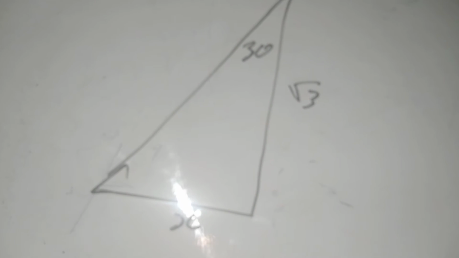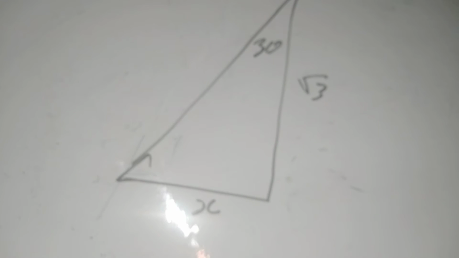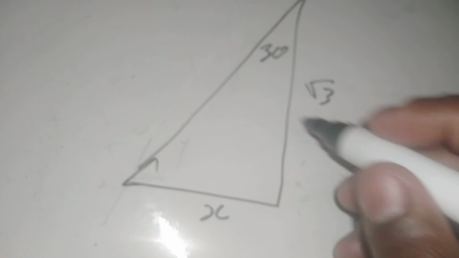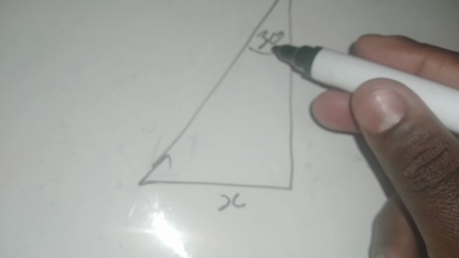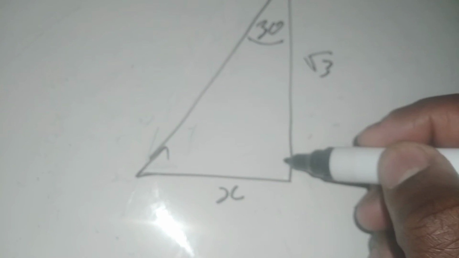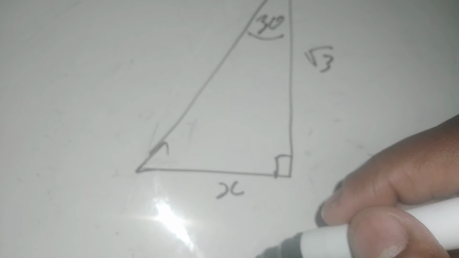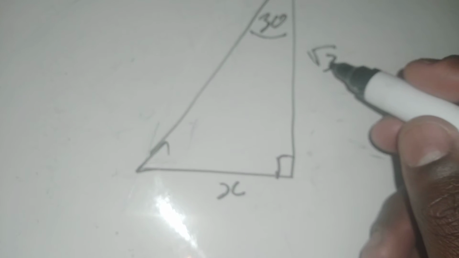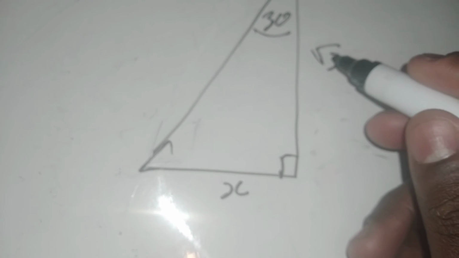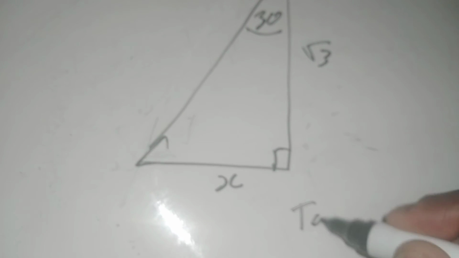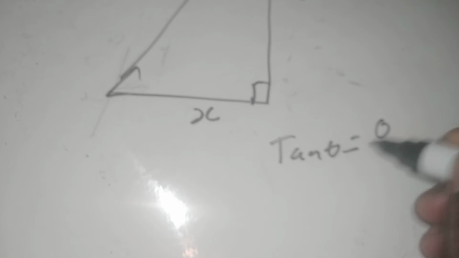Okay, so let me go for another example. Here is another example. So we have this stuff. And let's say we're given 30 here and we want to find x. So how is this side related to 30? Since 30 is directly facing it, it means it's your opposite. And then how is root 3 related to 30? It's your adjacent. So we have opposite and adjacent, which is tan. So it means tan theta is equal to opposite over adjacent.